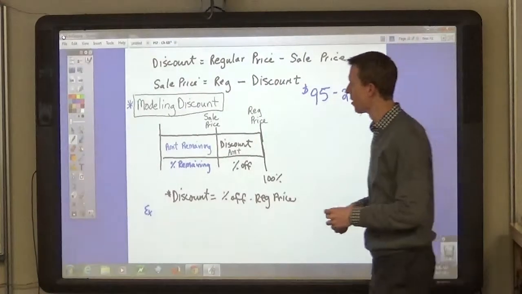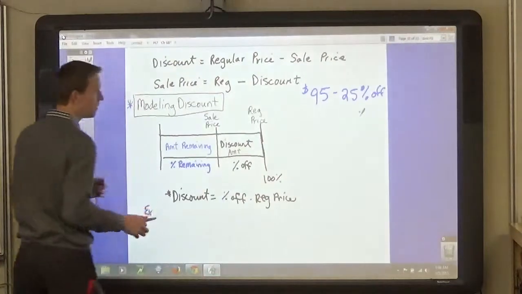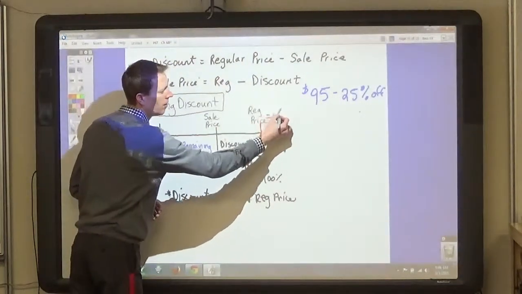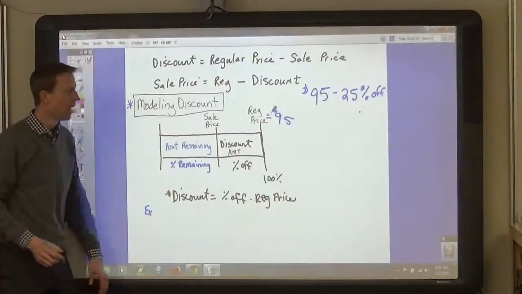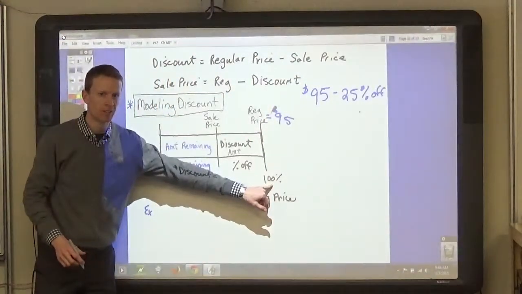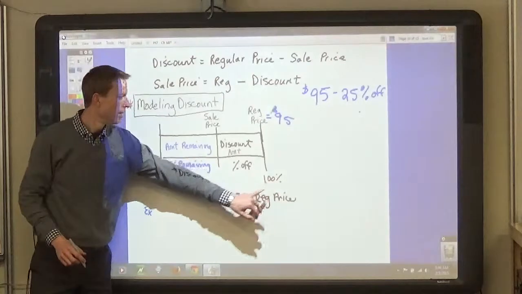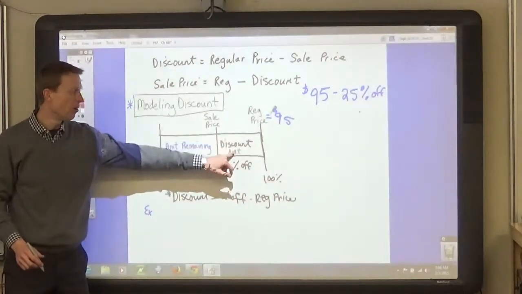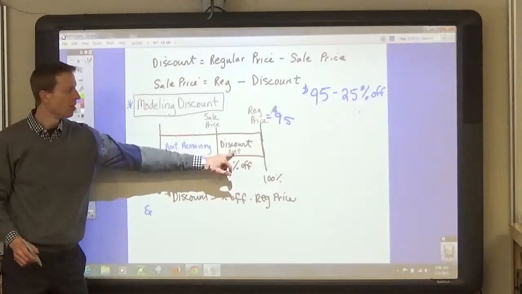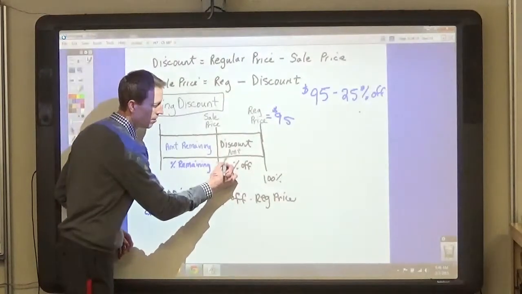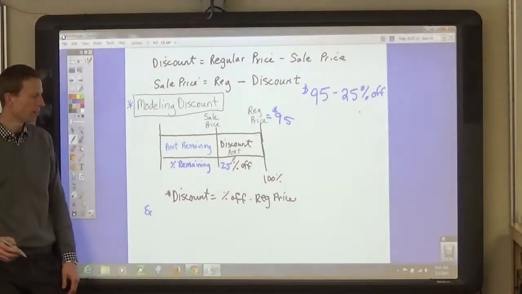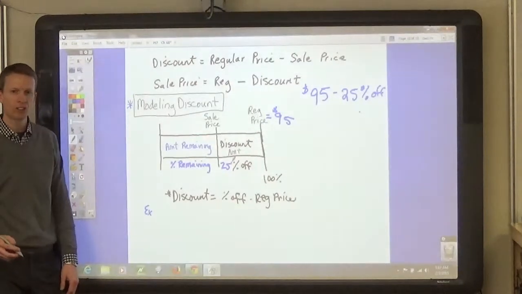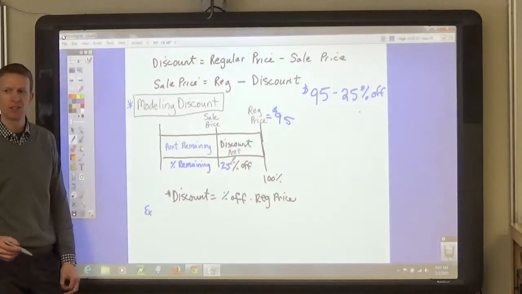Well, look at this model. If this is the regular price, $95, and that's 100%, then there's a discount amount of what? 25%. What's the remaining percent?